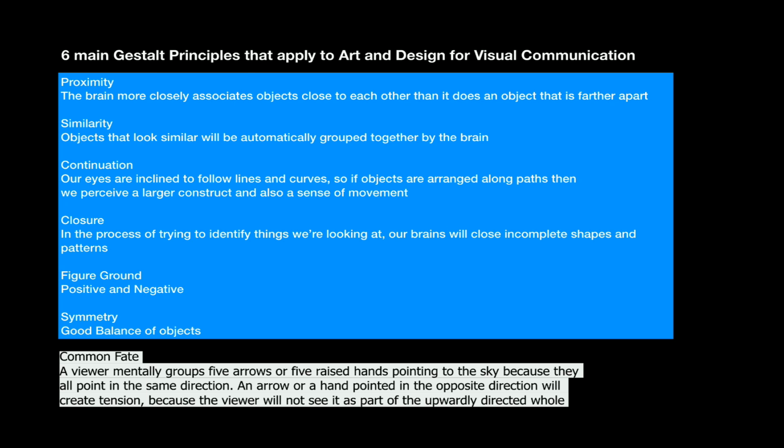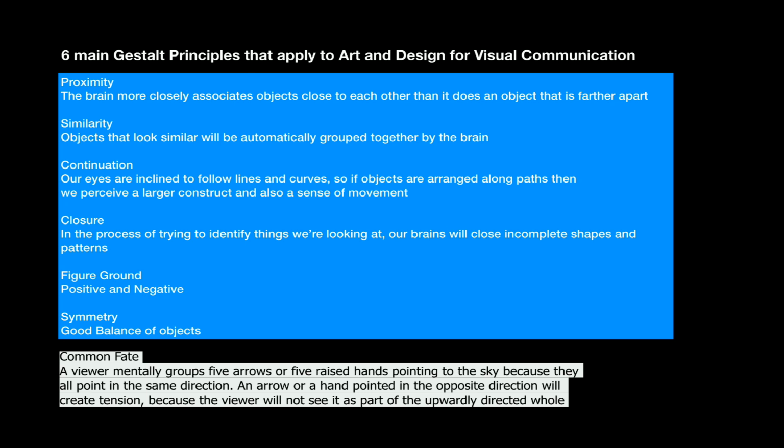And then the throw-in is called common fate, right? Where a viewer mentally groups, this is an example, 5 arrows or 5 raised hands pointing to the sky because they all point in the same direction. An arrow or a hand pointed in the opposite direction will create tension, because the viewer will not see it as part of the upwardly directed whole. So when you start getting things that kind of are disconnected, they call that common fate.